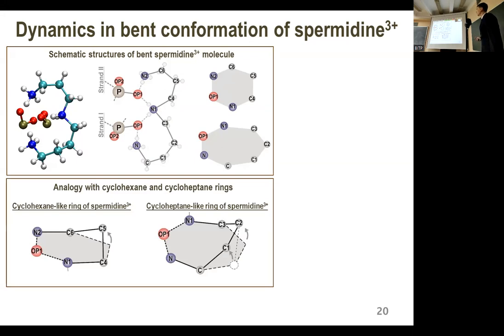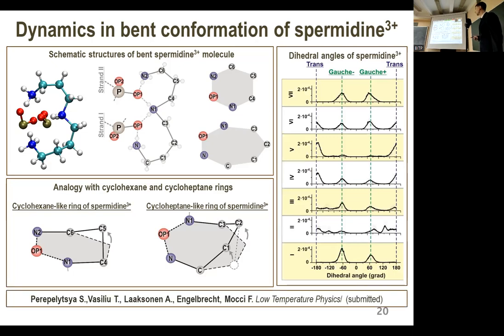Taking this into account, we can use an analogy with cyclohexane and cycloheptane, which are well known and well studied. We know that cyclohexane is a stress-free cycle, and cycloheptane is always stressed. As a result, you can see here these atoms, and here we have stressed dihedral angles, and also these dihedral angles, which are always in gauche. It is in line with the conformations that cyclohexane and cycloheptane can take.